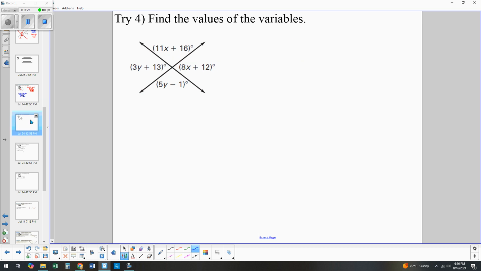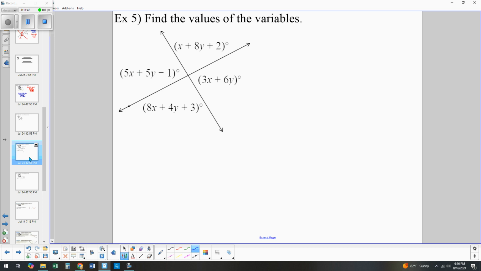In try 4, if you are going to pause and try it, please note that the x's are no longer across from each other. The y's are no longer across from each other. They are now next to each other. So you are not dealing with vertical angles in this problem. You are dealing with linear pairs.